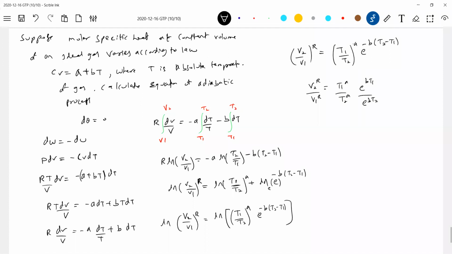Let me bring all the terms on one side. V2^R T2^A e^(B T2) and this will be V1^R T1^A e^(B T1). So the generalized equation will be V^R T^A e^(BT) equal to constant. This is also an adiabatic process.